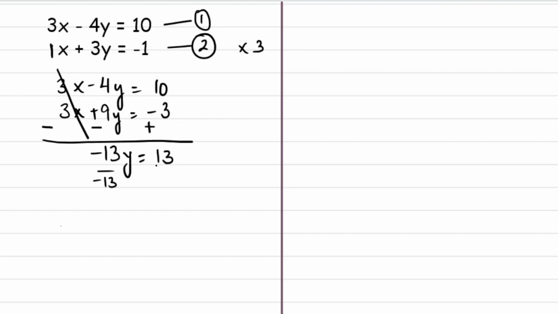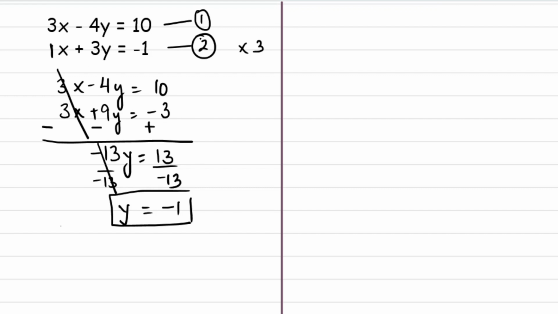Divide by minus 13 on both sides. Minus 13 divided by minus 13 is 1. That means 1y, or y, equals minus 1. That's my value of y, minus 1. Now, once I get the value of y, I will put it back in either equation 1 or equation 2 to find the value of the x variable, which I eliminated as the first step.